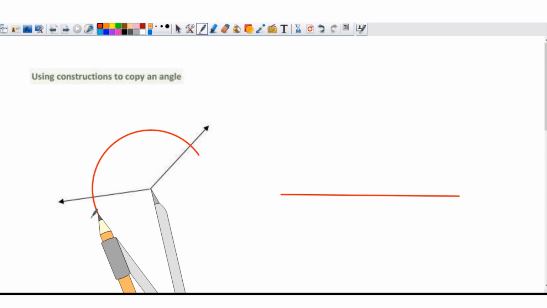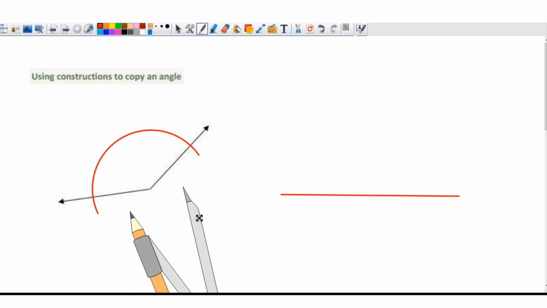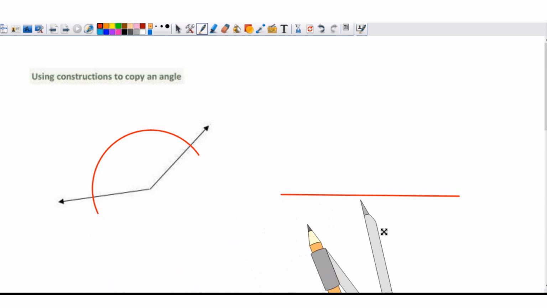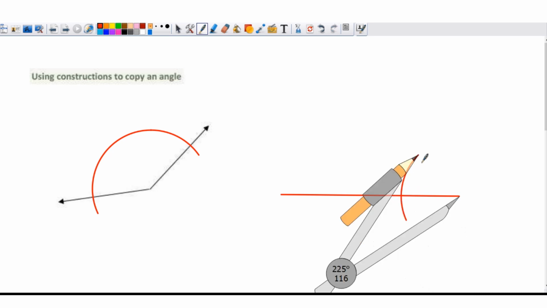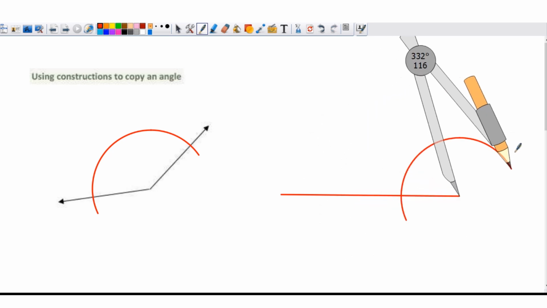Okay, so here's our angle, right? We're going to take our compass. We're not going to change it. We're going to go to the end of our segment we drew and draw the same arc. Okay, here's our arc.